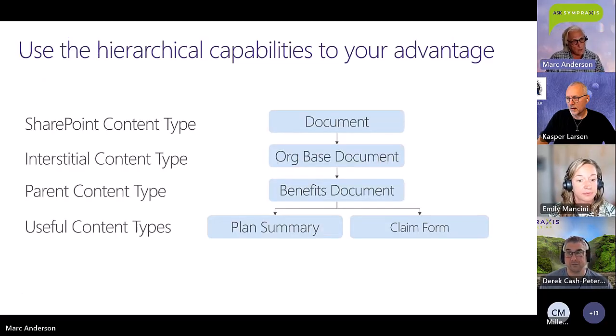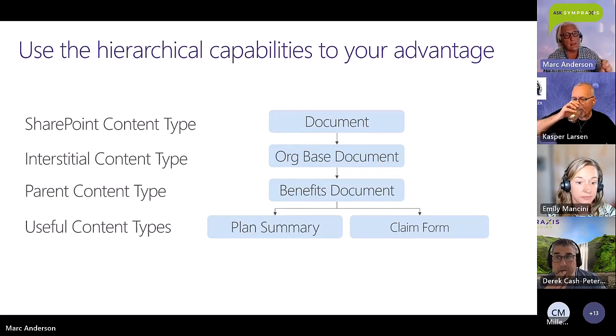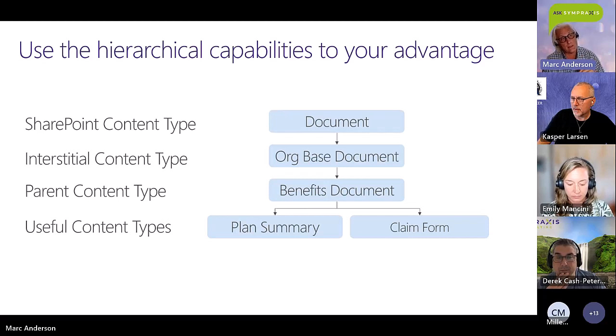I mentioned hierarchical content types earlier. So we'll often use this hierarchical capability to our advantage. In almost every instance, unless we're doing something really, really simple, we create what we think of as an organizational base document. It inherits from document and has no extra metadata, or sometimes it has one or two pieces of metadata. But those site columns should apply to every content type inside the entire organization, so it's pretty rare that we actually add site columns there. But by using that interstitial content type, and interstitial means in between two things, the reason we do that is that we just want to be able to roll things up that inherit from that node in the hierarchy. We never actually enable that content type for use anywhere. It's just sort of a placeholder for us.